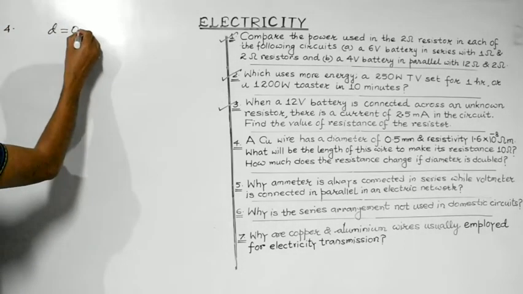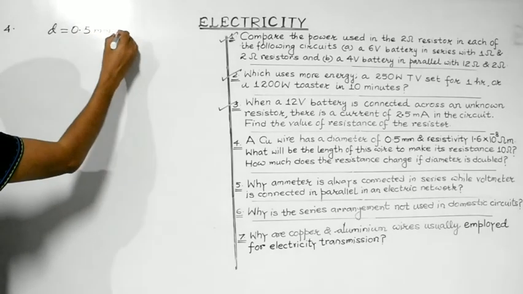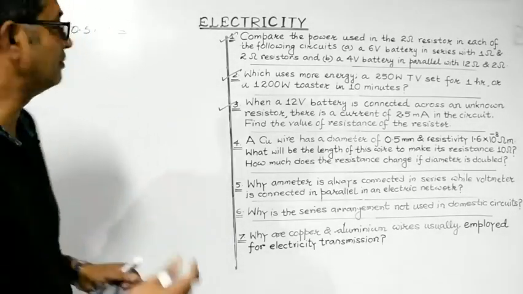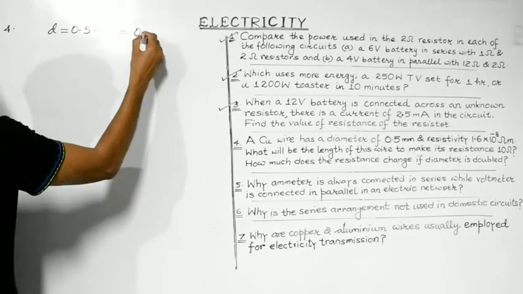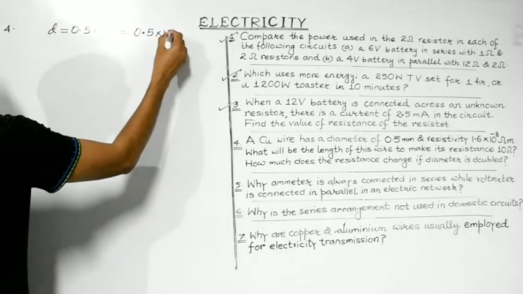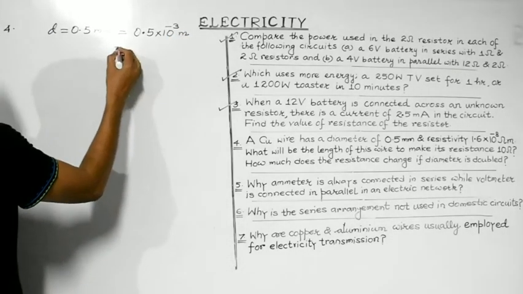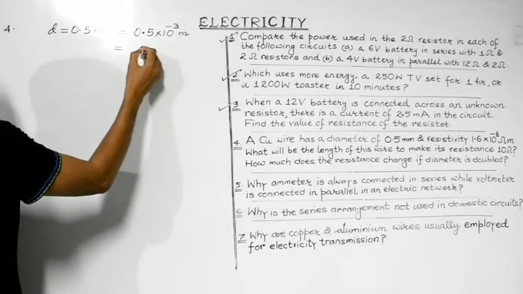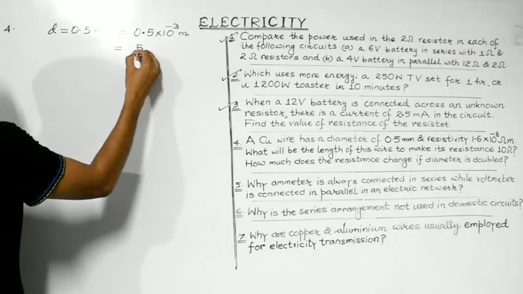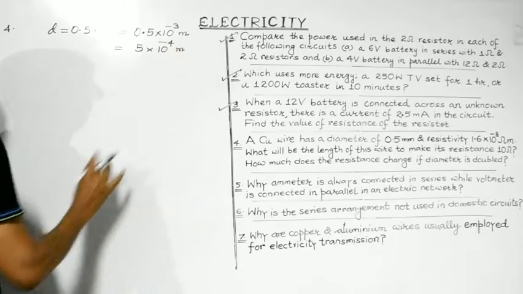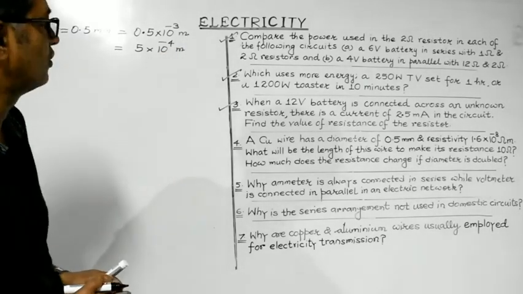Diameter is given to be 0.5 millimeter. First and foremost, convert the values in SI system. So 0.5 millimeter would be 0.5 into 10 raised to the minus 3 meter. Clear, students? Or it may be written as 5 into 10 raised to the minus 4 meter. Clear? This is the diameter, right?